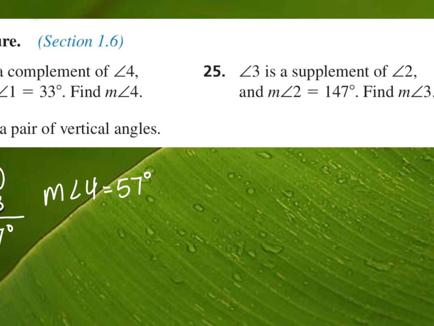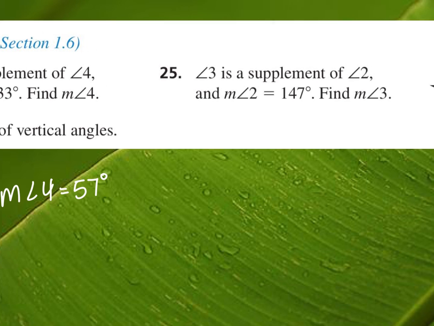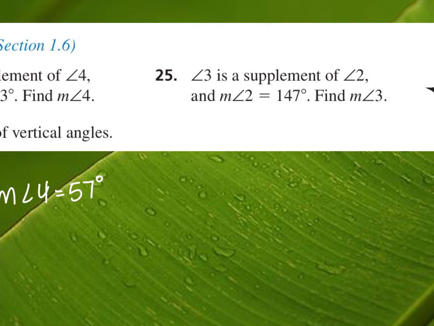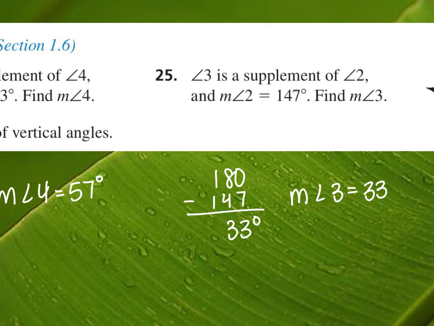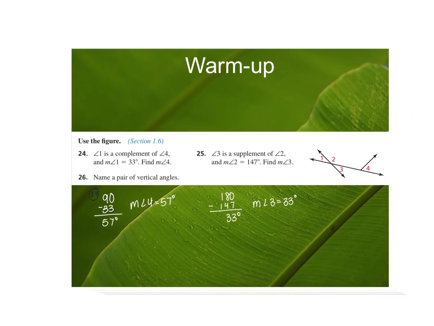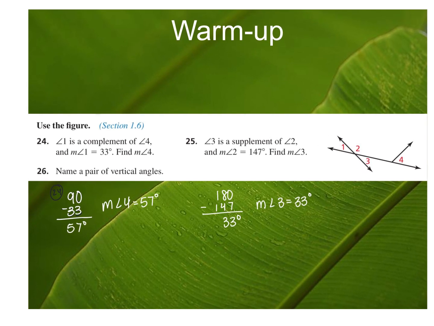Now it's telling me angle 3 is a supplement of angle 2, and the measure of angle 2 is 147 degrees. Find the measure of angle 3. How would I find this one? Good. Supplementary is 180 degrees minus 147. What would I get? Good. So my answer, the measure of angle 3, is 33 degrees. Yes, don't forget your degree signs, please.